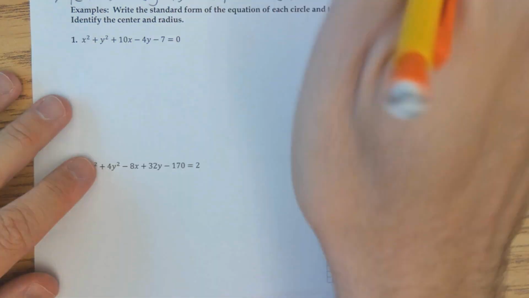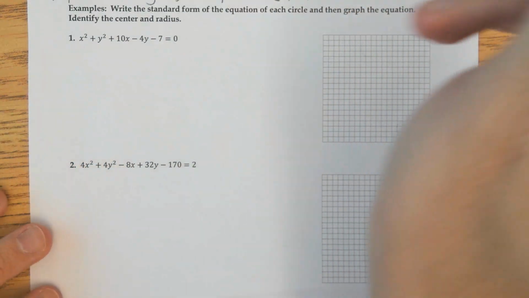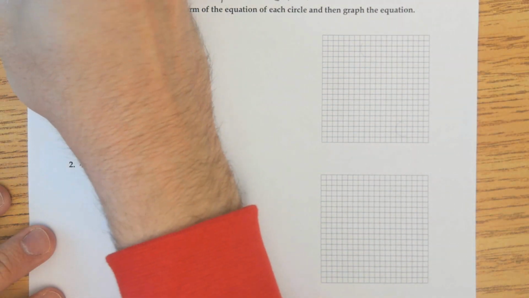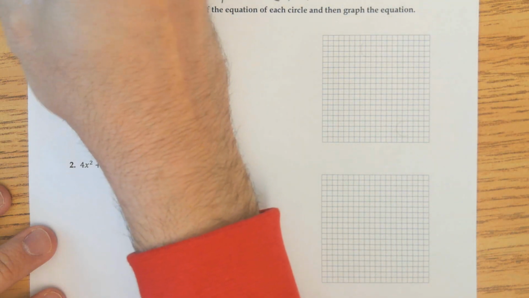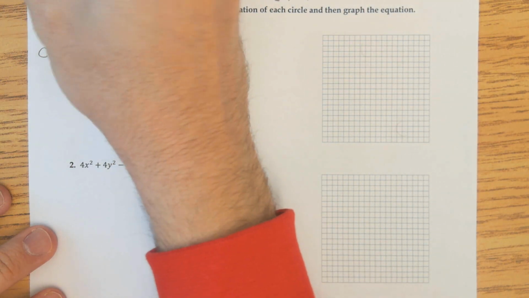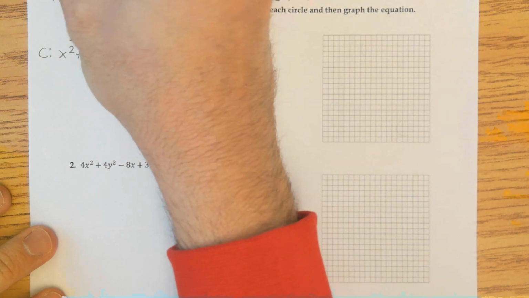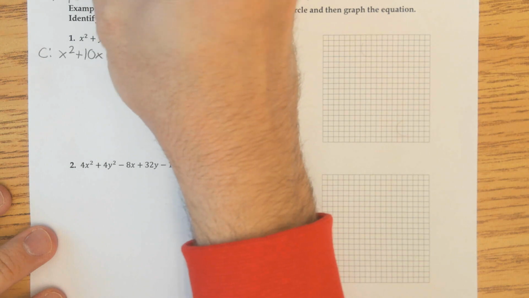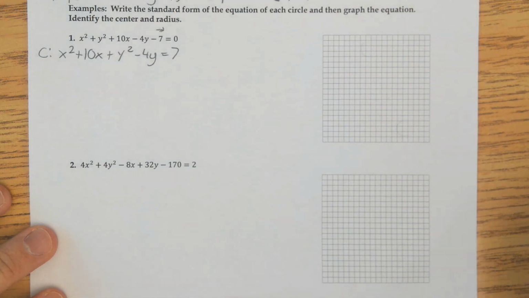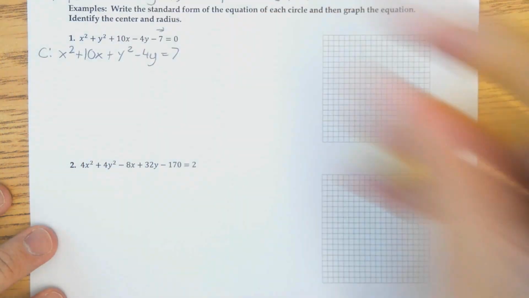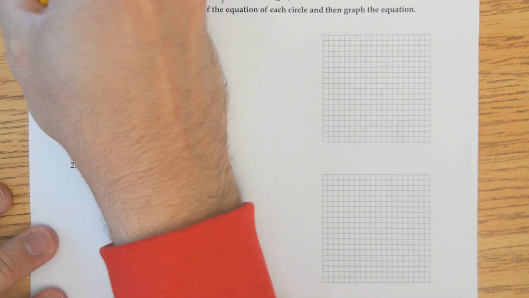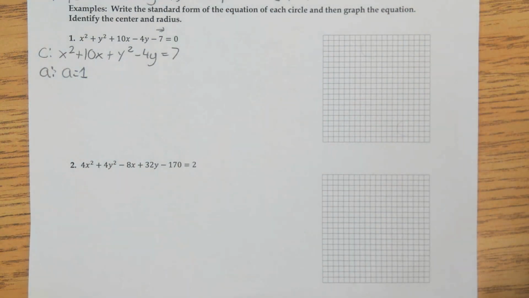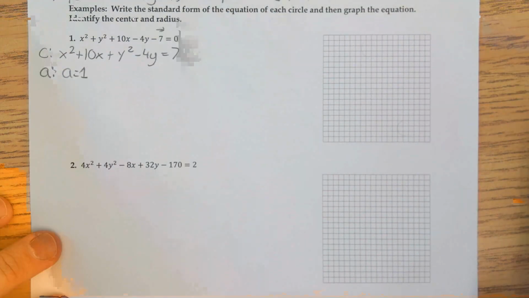Okay, so again, first things first, let's move our constant over. So that means it's going to be x squared plus, I put the x's together, plus y squared minus 4y equals 7. Again, just like that last example, a is equal to 1, so we don't have to do anything there. Thank God, that makes it very easy.